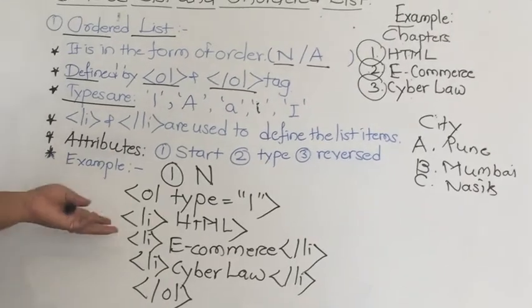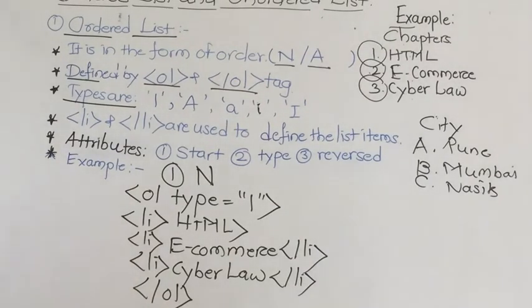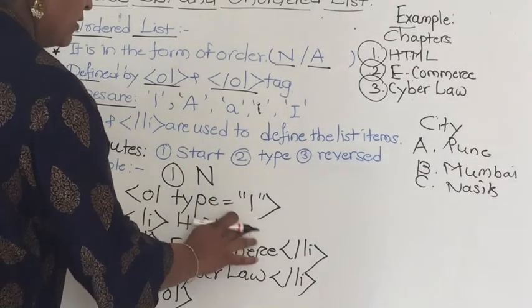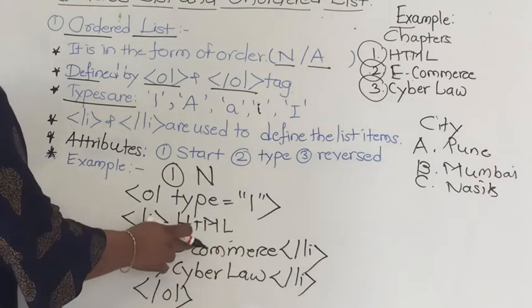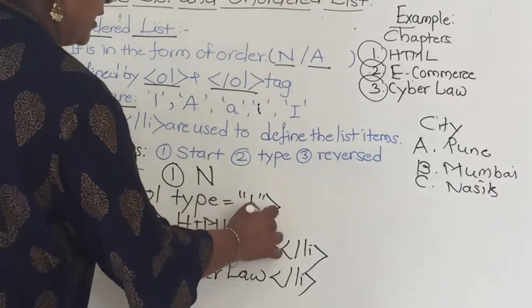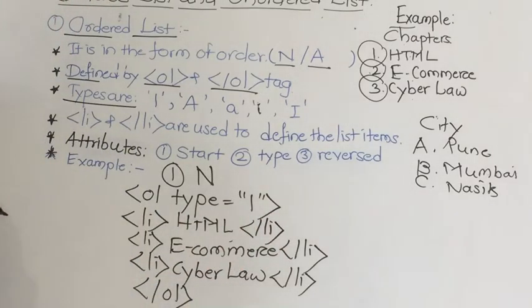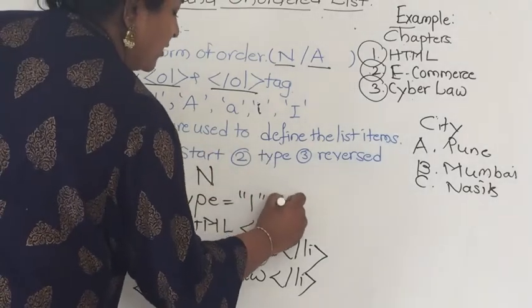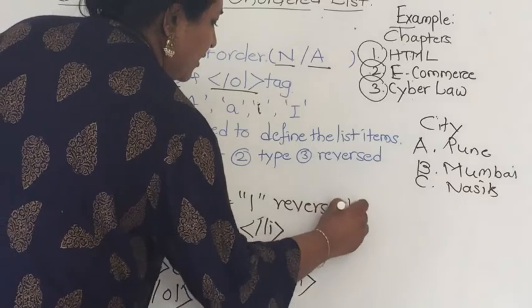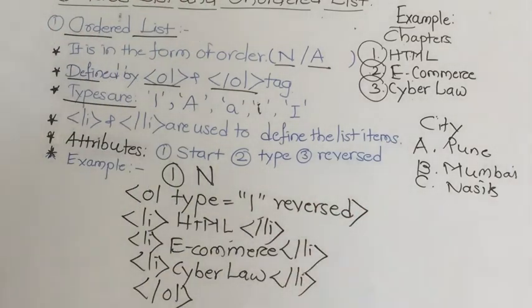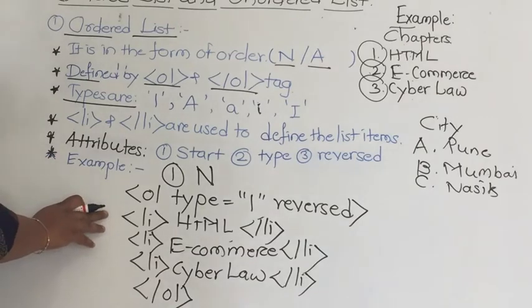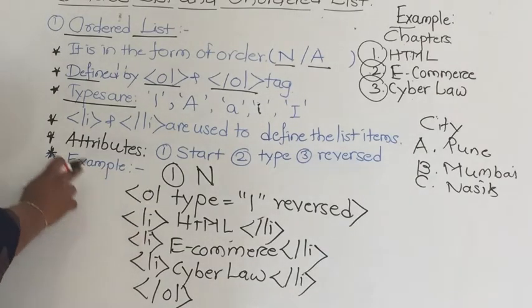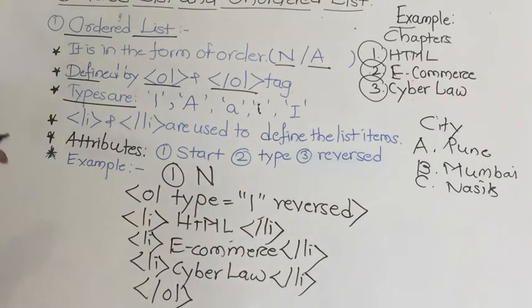Suppose I want the same list in the reverse order. For example, the first one will be cyber law, the second one will be e-commerce, and the third one will be HTML. So how will I write it in the reverse order? I will remove this bracket, keep type as 1, and add just one attribute, that is reversed. So here the list will display in the reverse form, that is 3, 2, 1. Third will be cyber law, second will be e-commerce, and first will be HTML.